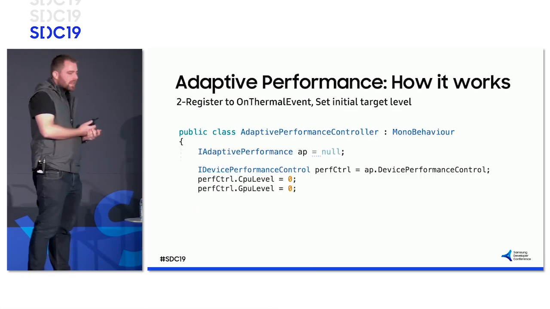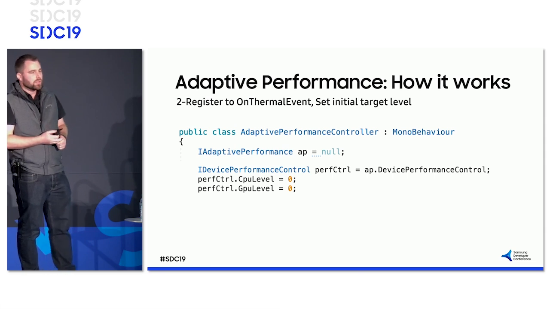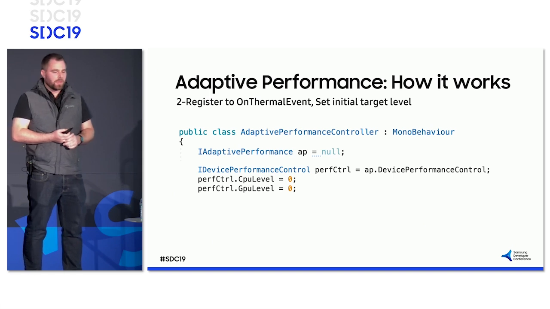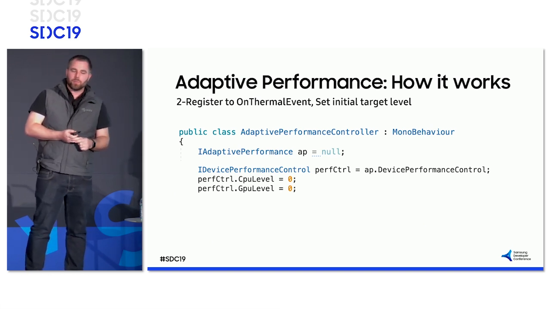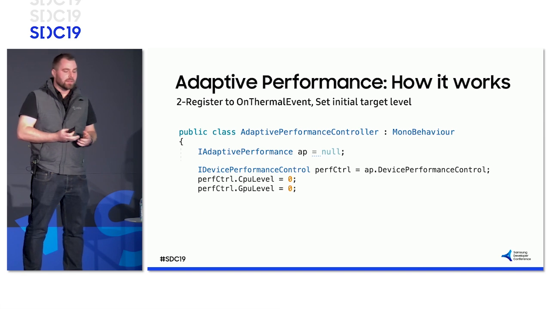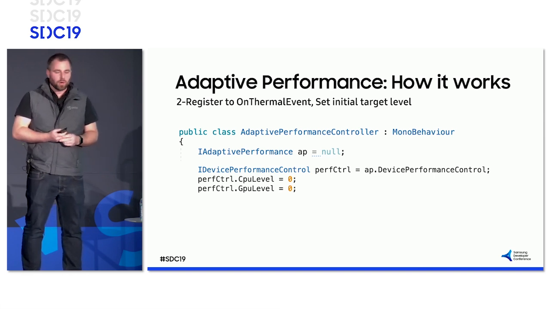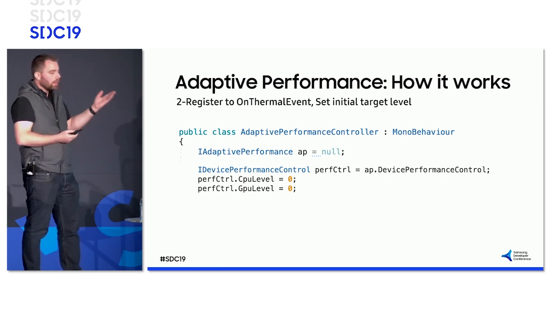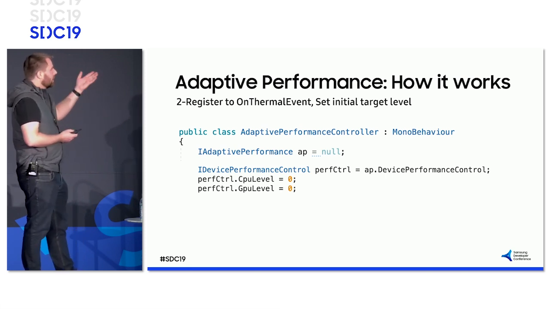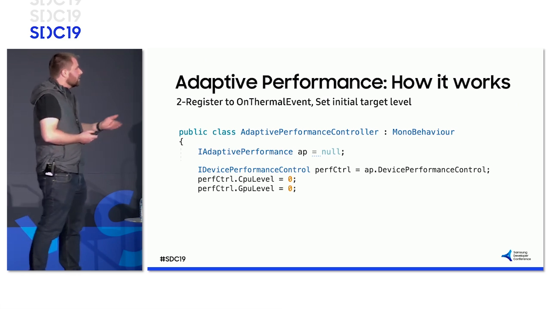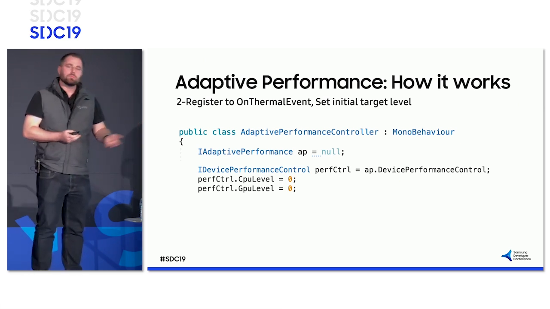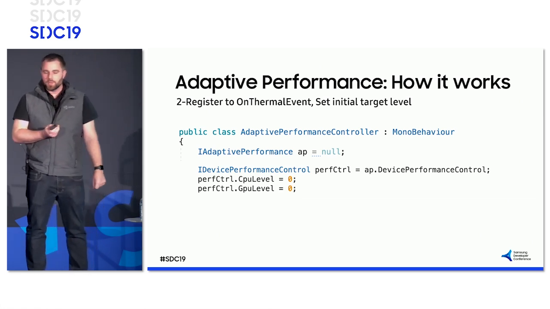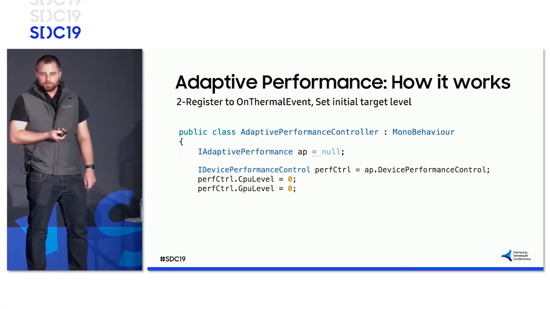So how to use it? To make optimizations, you simply add a MonoBehaviour script to access the Adaptive Performance Manager with the IAdaptivePerformance interface and subscribe to events of interest, such as the thermal events or the bottleneck events. As we see in Megacity, for example, we start in the menu scene, so we get the device performance control, set the CPU and GPU level to 0, and that's pretty much it. Then when we go into the game, we just set the CPU and GPU level to whatever is appropriate.